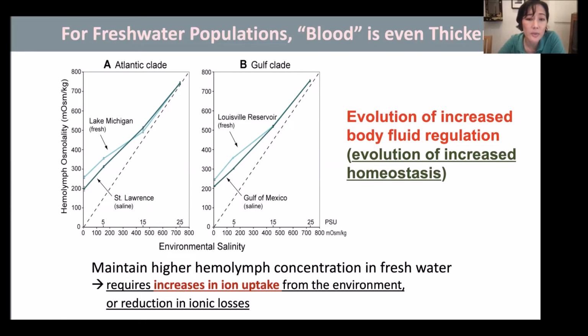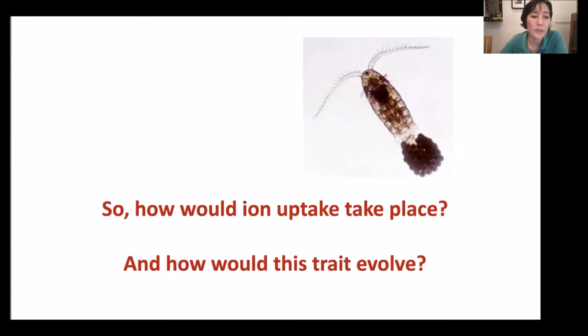Maintaining this higher hemolymph concentration under freshwater conditions would require an increase in ion uptake from the environment and/or a decrease in ionic losses. So I can't emphasize how much work this would be, and hopefully I'll impress that upon you. So the question then is, how would ion uptake take place and how would this trait evolve?